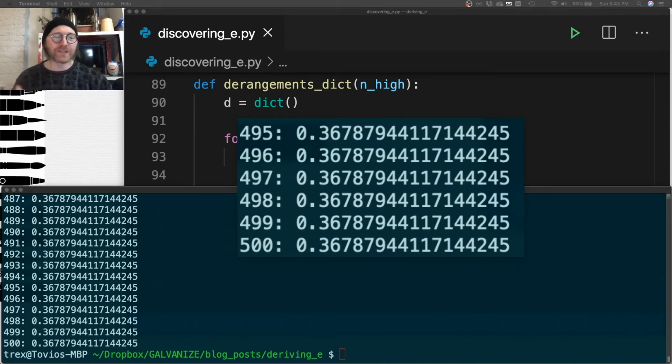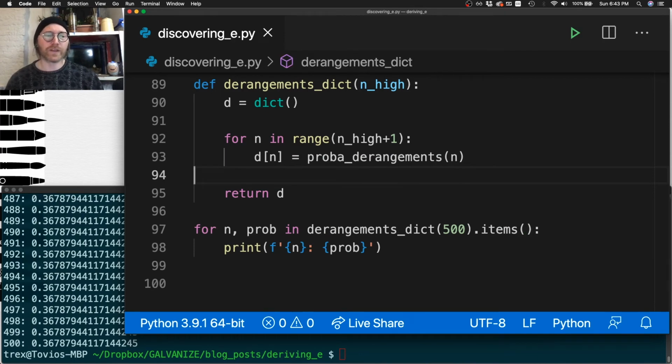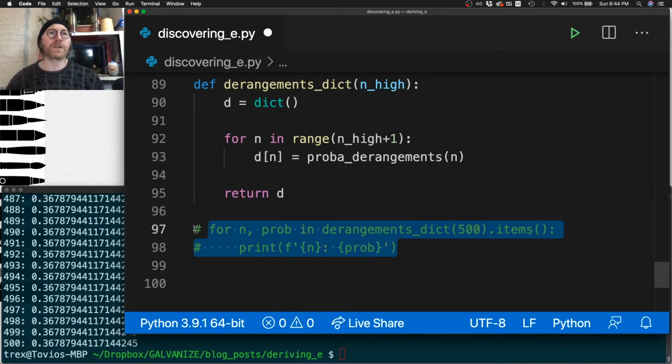Here we can see something similar to what we saw before. It turns out that as n approaches infinity, the probability of n derangements approaches 1 over e. That's again what we're seeing here. If I were to divide this into 1, we would see very clearly that that's what we're getting. I'm not going to do that. Feel free to do that, of course.